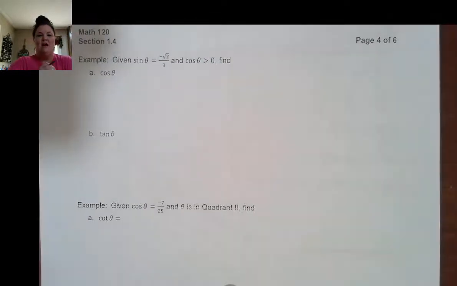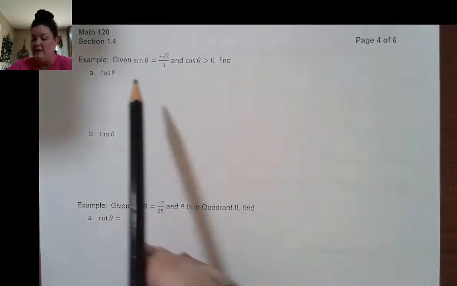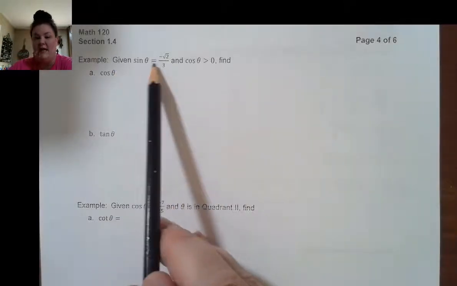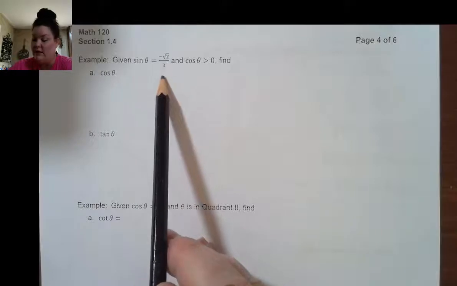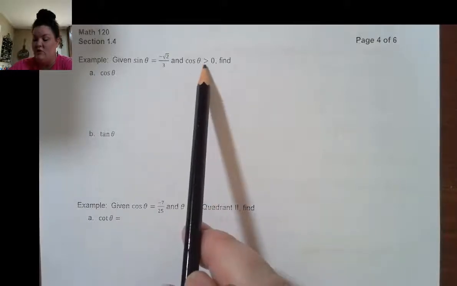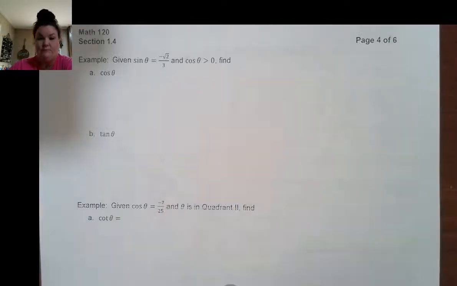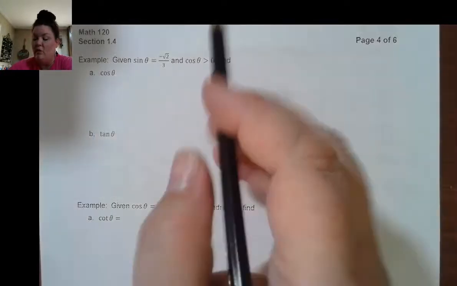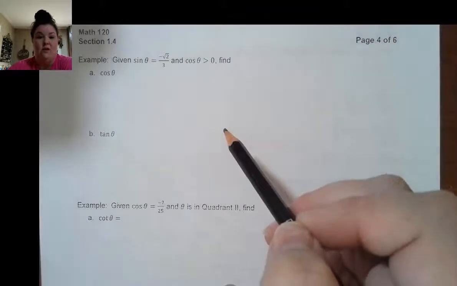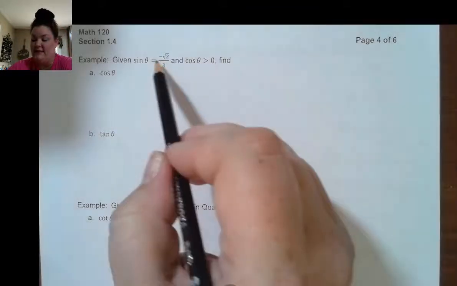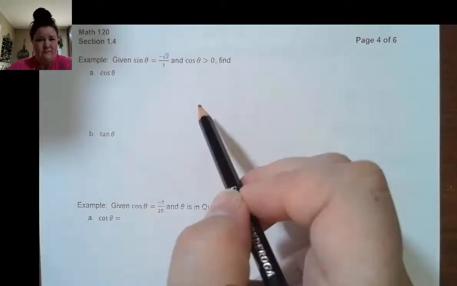All right, so let's look at some where we are given some information and we need to find the missing values. So here, it says, given that sine theta is equal to negative square root of 2 over 3, and cosine theta is greater than 0, find these values. Okay, so I want to figure out what quadrant this is in, because right away I see some signs, and that's going to be important.